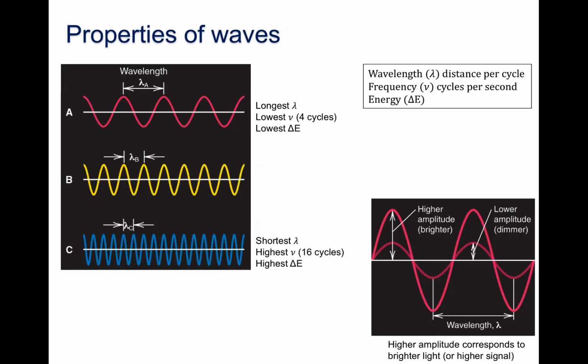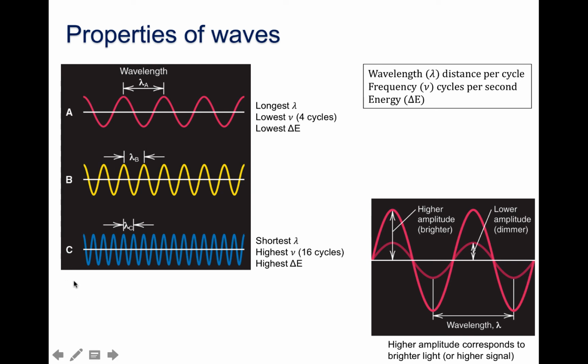Here are some comparisons of the important properties of a wave. We have wave A, wave B, and wave C. You can see that wave A has the longest wavelength, so the distance between the successive peaks is the largest. It also has the lowest frequency. If you count the number of cycles, there are 4 cycles. And because it has the lowest frequency, it also has the lowest energy.